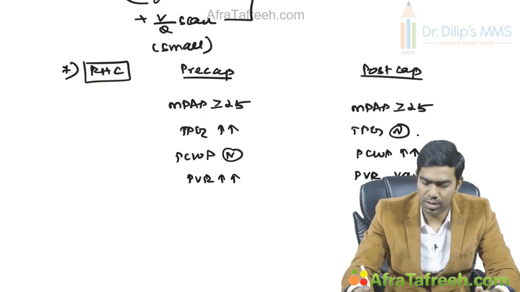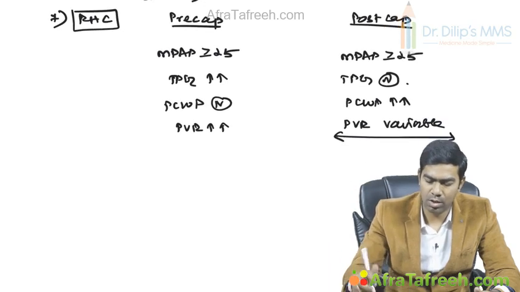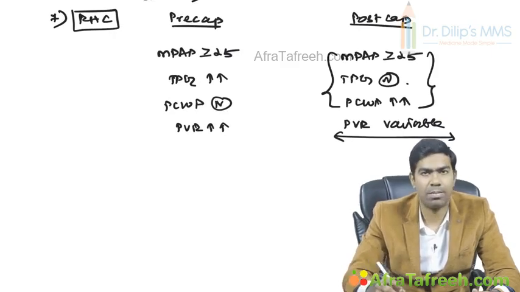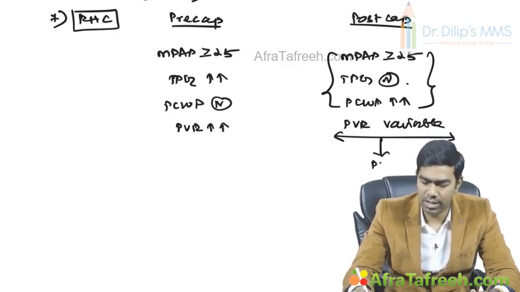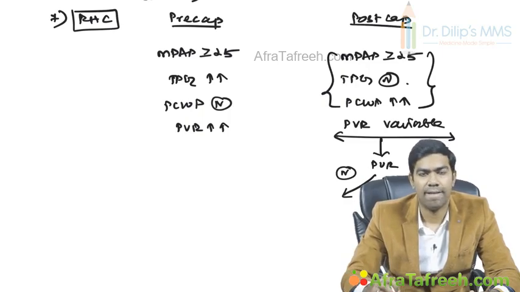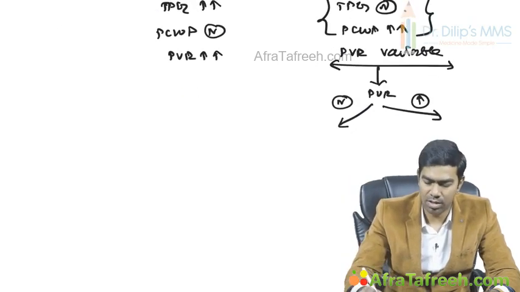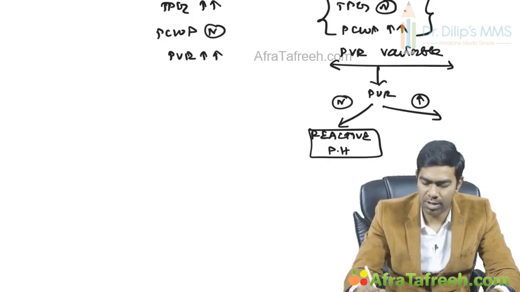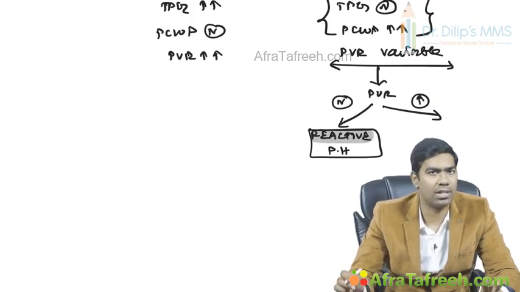What is the importance of that? Suppose these are characteristic features of post-capillary pulmonary hypertension. With this, see the pulmonary vascular resistance, if it is normal or if it is increased. If pulmonary vascular resistance is normal, we just call it a left heart disease causing a reactive pulmonary hypertension. That's all. It will come under just a reactive pulmonary hypertension that is due to left heart disease and congestion.